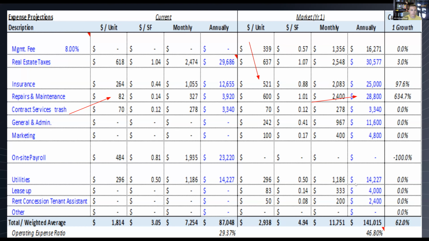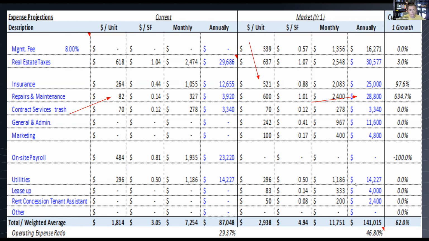Like the very first one right there, the management fee. They didn't have any management fee at all, and obviously that's not going to be the case for us. This property is 4,000 miles away. We need a management fee in there. All right, so different things I look for on here.